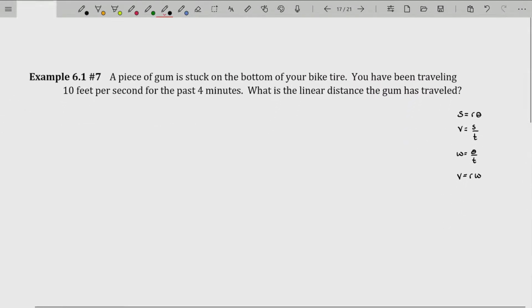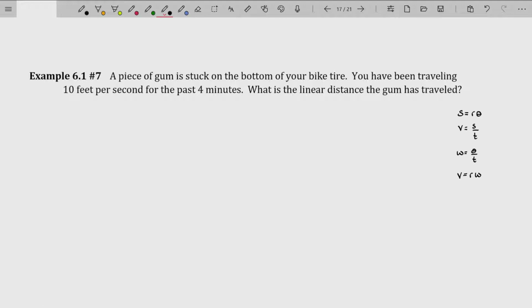All right, let's take a look at this problem. A piece of gum is stuck on the bottom of your bike tire. You've been traveling 10 feet per second for the past 4 minutes. What is the linear distance the gum has traveled? So this is actually incorporating our new formulas here, believe it or not.